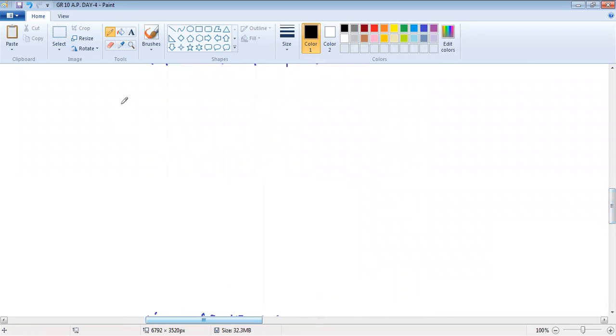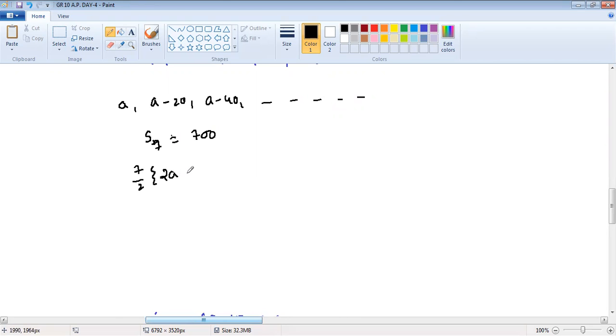What is that? The initial prize is A. Then you can go for A minus 20, A minus 40, and so on. Then the total amount Sn is equal to S7, and S7 is equal to 700. So the formula is 7 by 2 into 2A plus 7 minus 1 into D, where D value is a 20 rupees decrease. So you take D as minus 20, which is 700. Now the 7 gets cancelled.